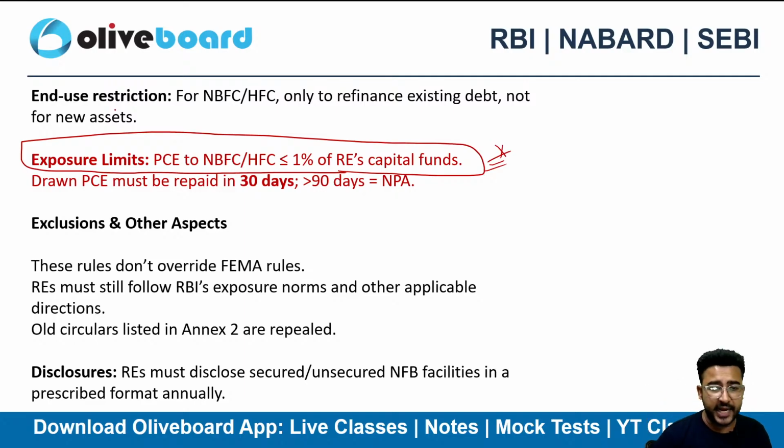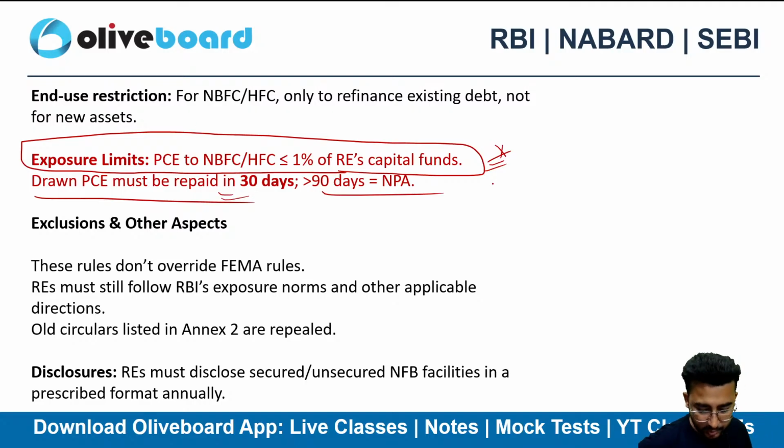And definitely any kind of PCE must be repaid. Let's suppose I am a bank, a regulated entity, and I have given a partial credit enhancement for a particular company. It got matured, and I need to pay the bondholders. Then that particular company will be repaying me within 30 days. If it goes above 90 days, that will be an NPA, a non-performing asset, right?